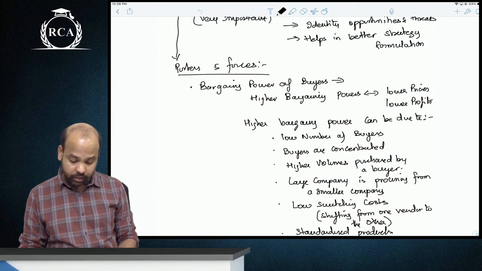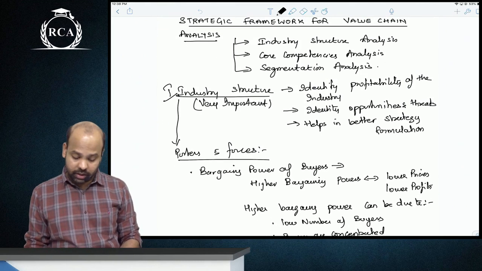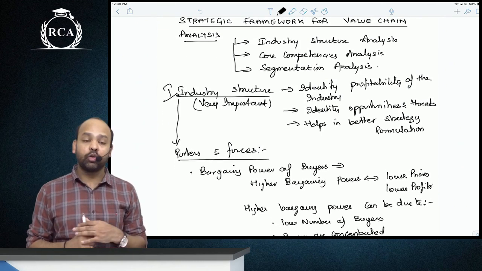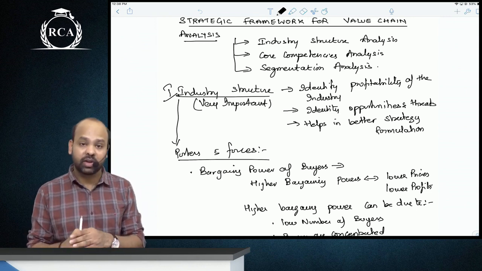Look, Porter's Five Forces. Industry structure analysis is very important to identify the profitability of the overall industry, identify the opportunities and threats, and helps in better strategy formulation.